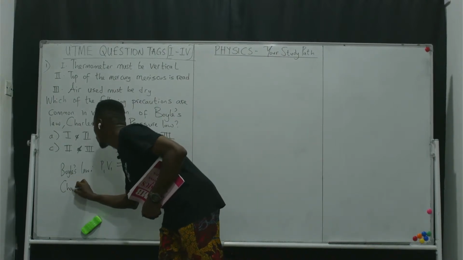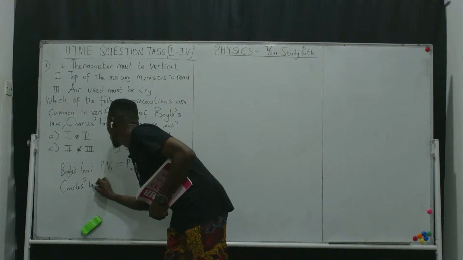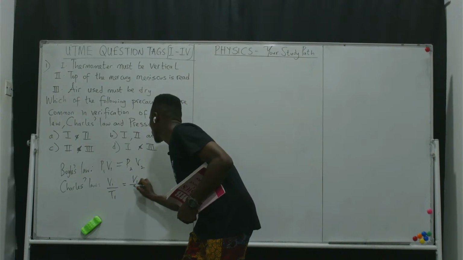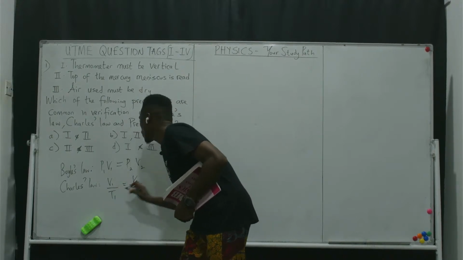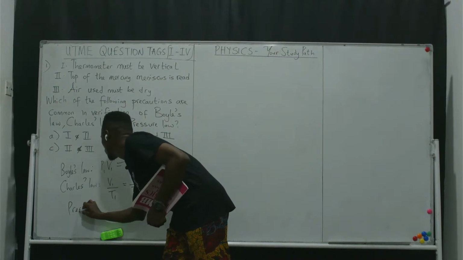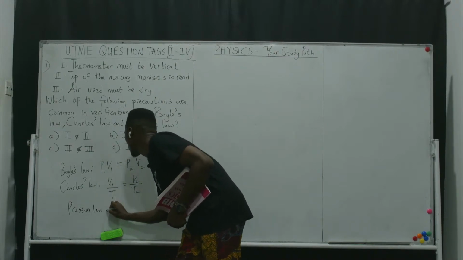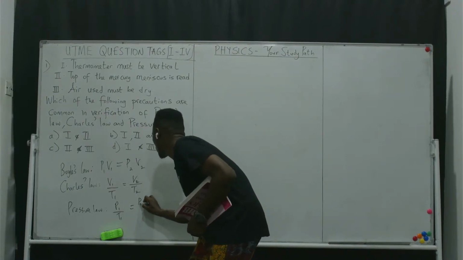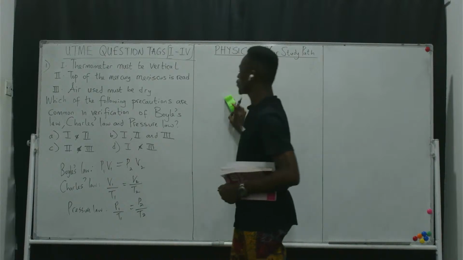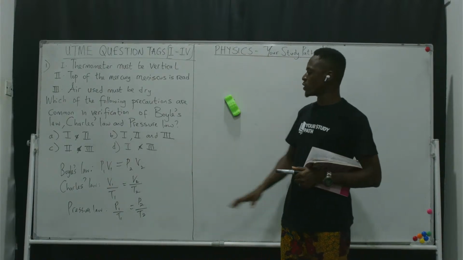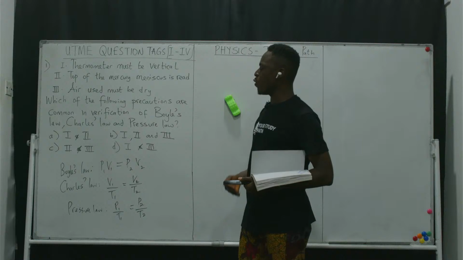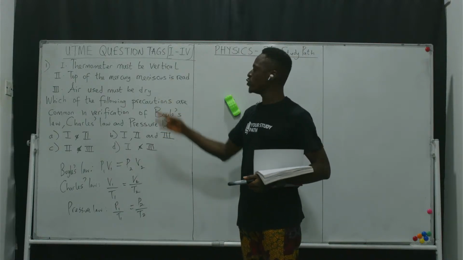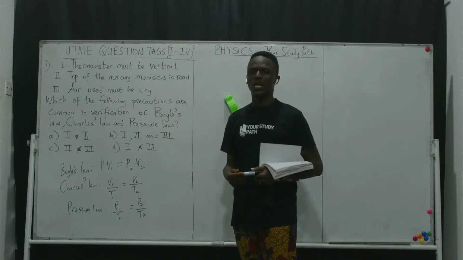For Charles law, you're working with volume with respect to temperature. For pressure law, you're working with P1 over T1 being equal to P2 over T2. As such, among all of these, in the case of pressure, you want to work with air being dry.